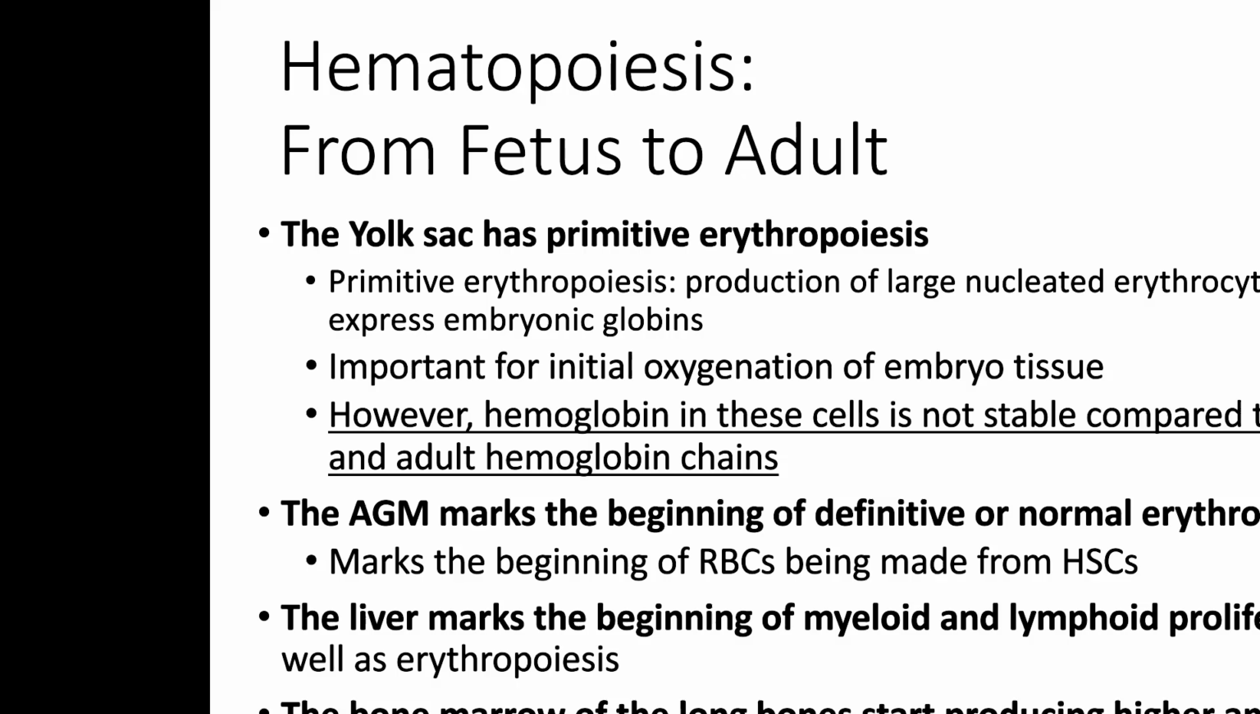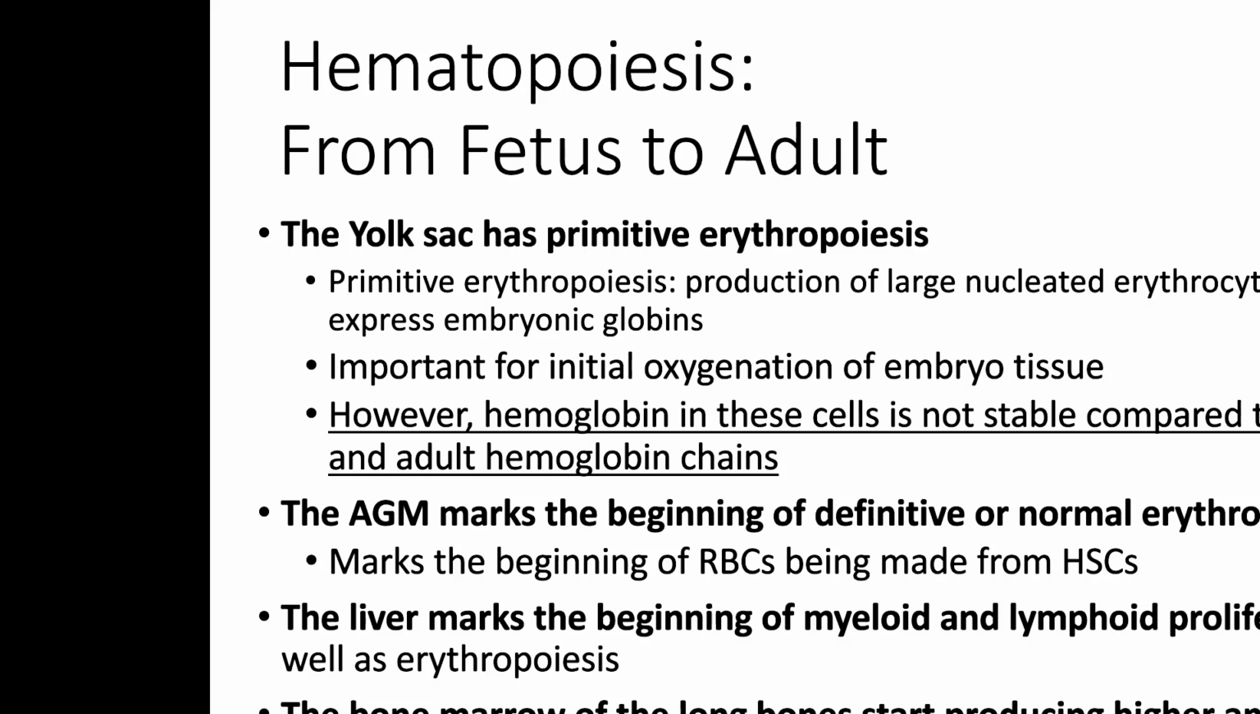So when I talk about primitive erythropoiesis, it just sort of means that your red cells aren't exactly good at being red cells yet. You have a lot of these nucleated erythrocytes, and like I mentioned in my last lecture, they're not meant to be nucleated. They are capable of expressing embryonic globins, just sort of like a very primitive hemoglobin. It is important because your tissue as you develop requires oxygen. Big thing though is the hemoglobin that's present in the younger cells is really not going to be stable compared to your fetal and adult hemoglobin chains.